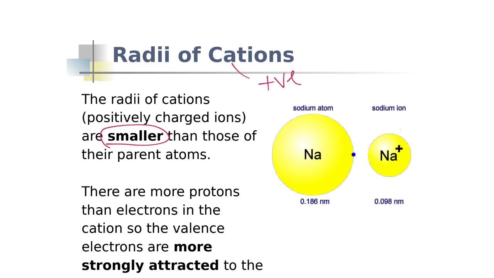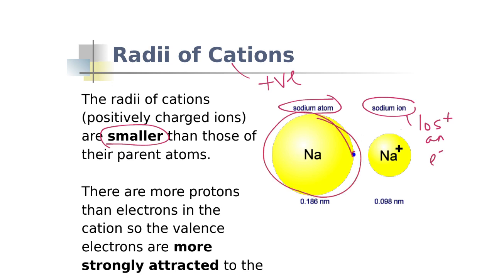So here is a neutral sodium atom. Here is a sodium ion who has lost an electron. And when that happens, the reason that the atom becomes smaller is you've lost that outer energy level. So remember, there was one energy level there that had one valence electron. Now that energy level is gone. And also, there are more protons than electrons. So those valence electrons are just more strongly attracted to the nucleus.